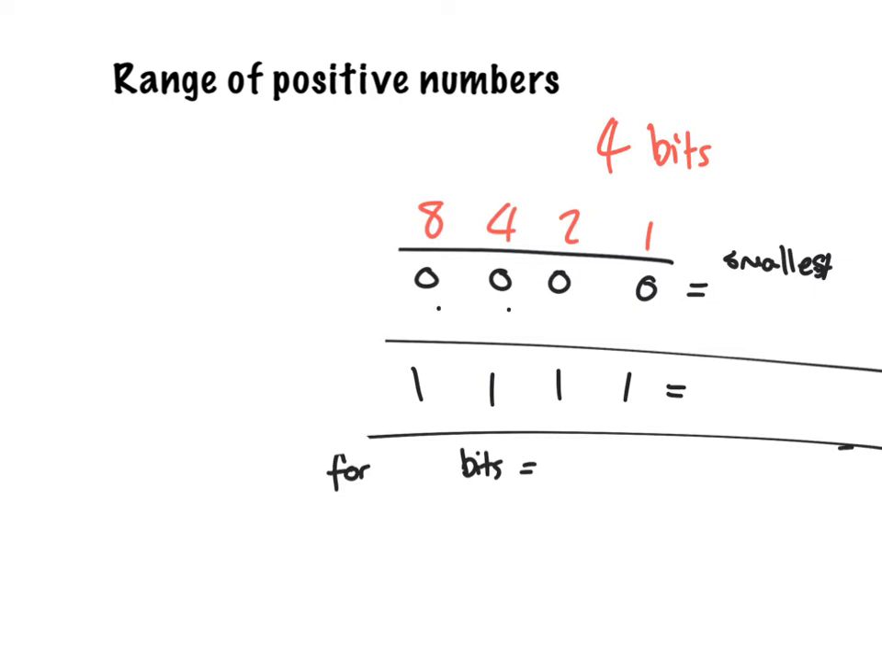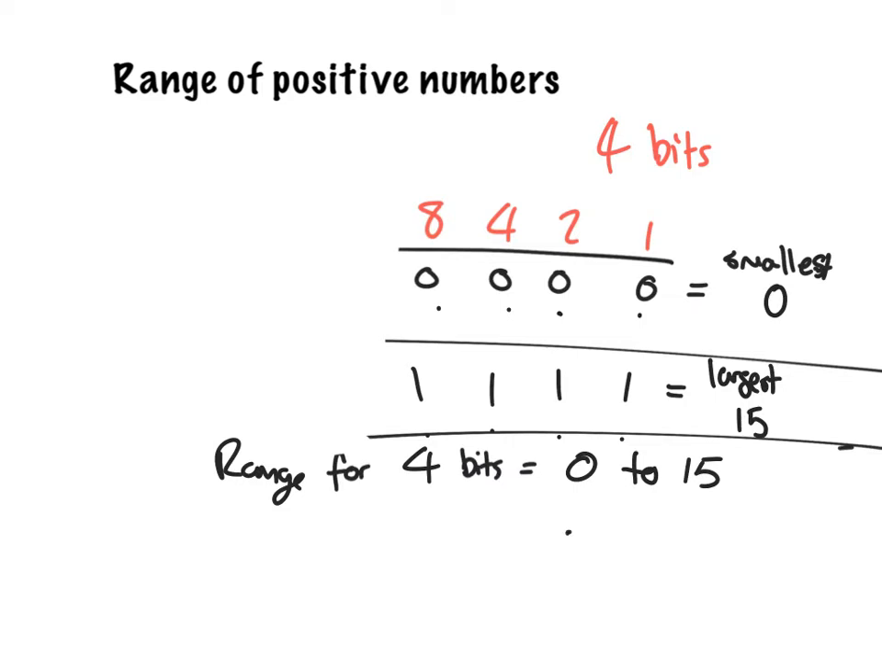Again, if we wanted to know the smallest number, we just make all of these values 0. So the smallest number is 0. The largest number is 1 plus 2 plus 4 plus 8, which is 15. So we would say that the range for 4 bits is equal to 0 to 15. We can make any number between 0 and 15. Try it with lots of different numbers.